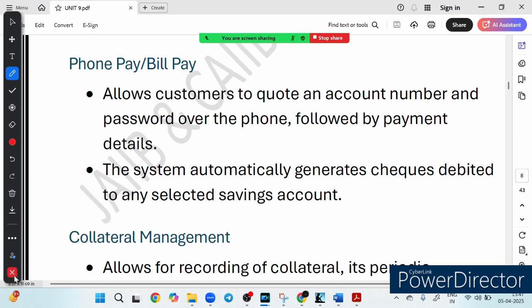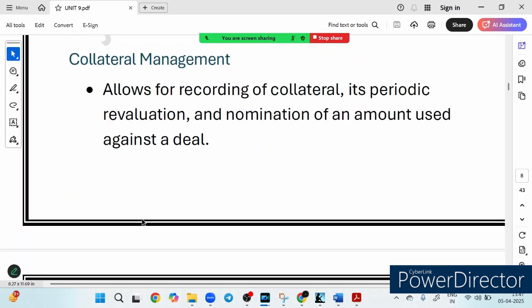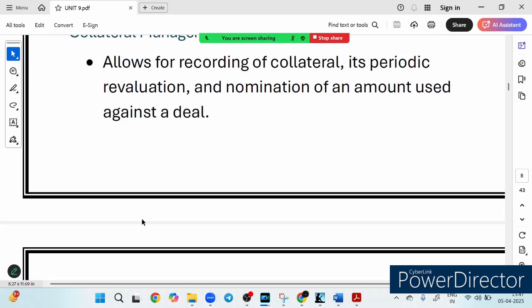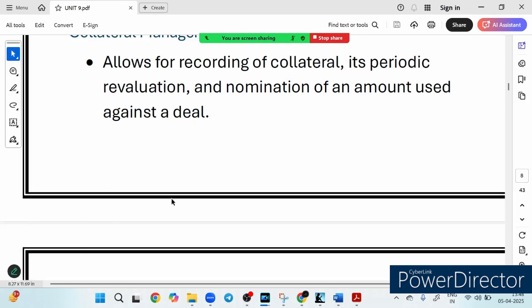Then comes collateral management. Banks don't just give loans, they secure them with collateral, right? This system allows the bank to record what asset you have placed, and after that, revalue it periodically. Recording is done, then periodic revaluation is done, and it is linked to a specific loan, customer or overall facility. So if a borrower defaults, the bank knows exactly what is available as a backup. That is called collateral management.